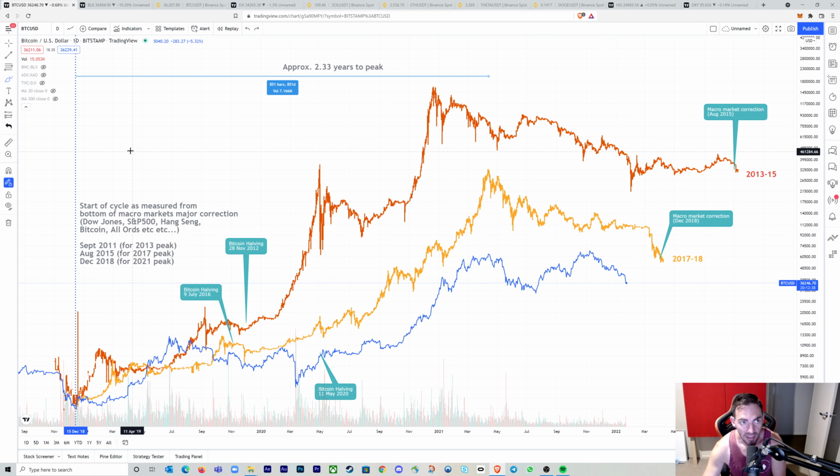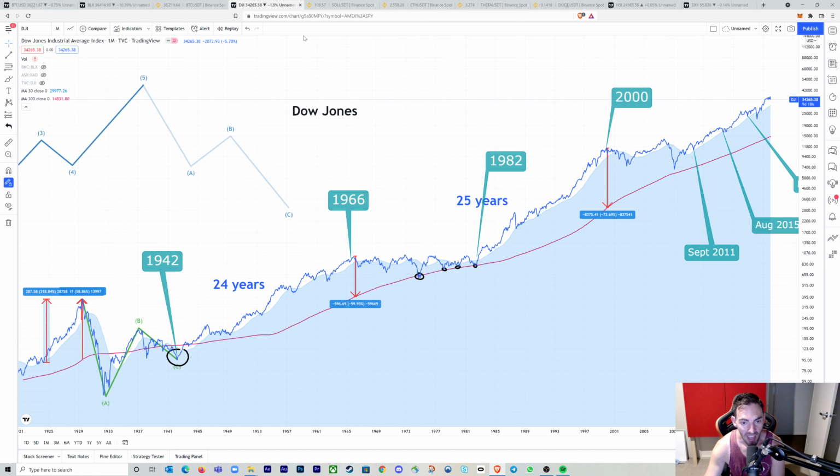Now, what I've noticed throughout history is that all the macro markets, so if we're looking at all the major stock markets, looking at the Dow Jones, S&P 500, we're looking at Australia with the All Ordinaries, we're looking at China with the Hang Seng Index. Basically, all the world markets do tend to correct at around the same time. And what I'll show you is just a quick example of that, and that is the Dow Jones.